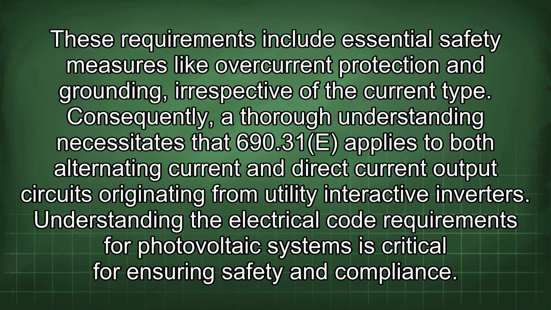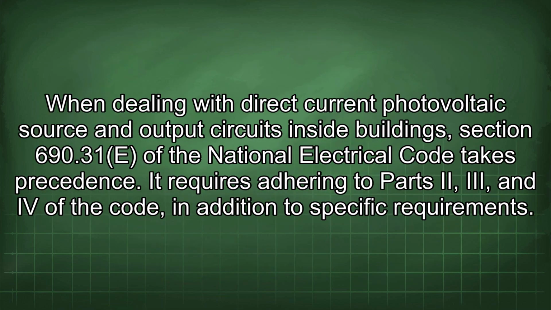Understanding the electrical code requirements for photovoltaic systems is critical for ensuring safety and compliance. When dealing with direct current photovoltaic source and output circuits inside buildings, Section 690.31(E) of the National Electrical Code takes precedence. It requires adhering to Parts II, III, and IV of the Code, in addition to specific requirements.